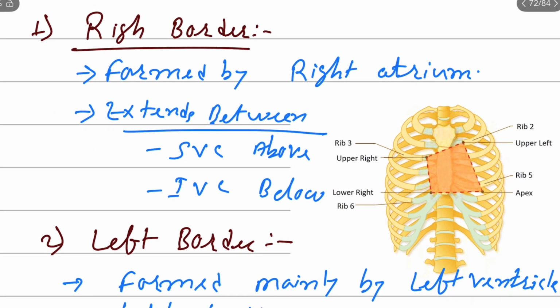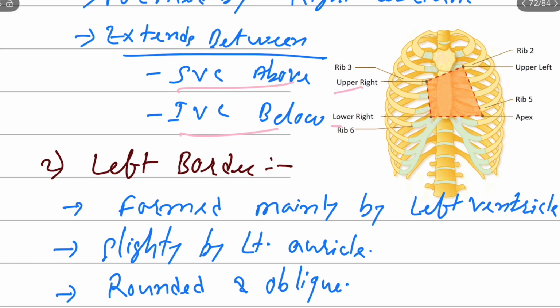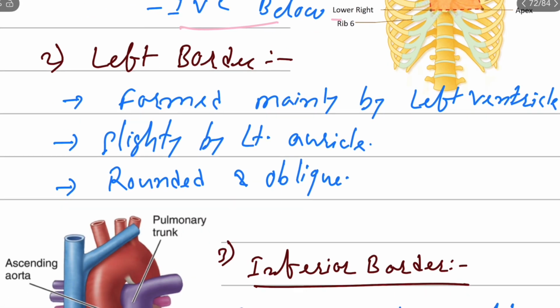The right border of the heart is formed by the right atrium, extending between the superior vena cava above and the inferior vena cava below. This is the right border, from upper right to lower right. The left border is formed mainly by the left ventricle, slightly by the left auricle, rounded and oblique.